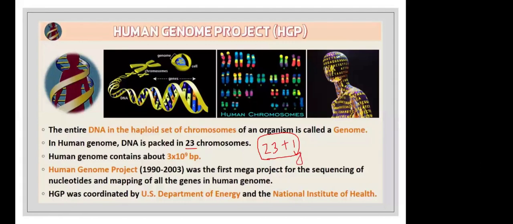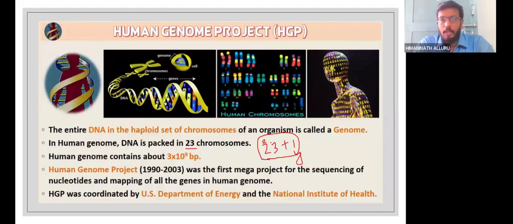Actually, 22 plus XX or 22 plus XO. Ma'am, when we say the number of autosomes and sex chromosomes, we say 22 plus X and X, or 22 plus X or Y, like that. But when we are sequencing, we are going to take 22 single autosomes, plus the X chromosome, without a pair, and Y is there separately.